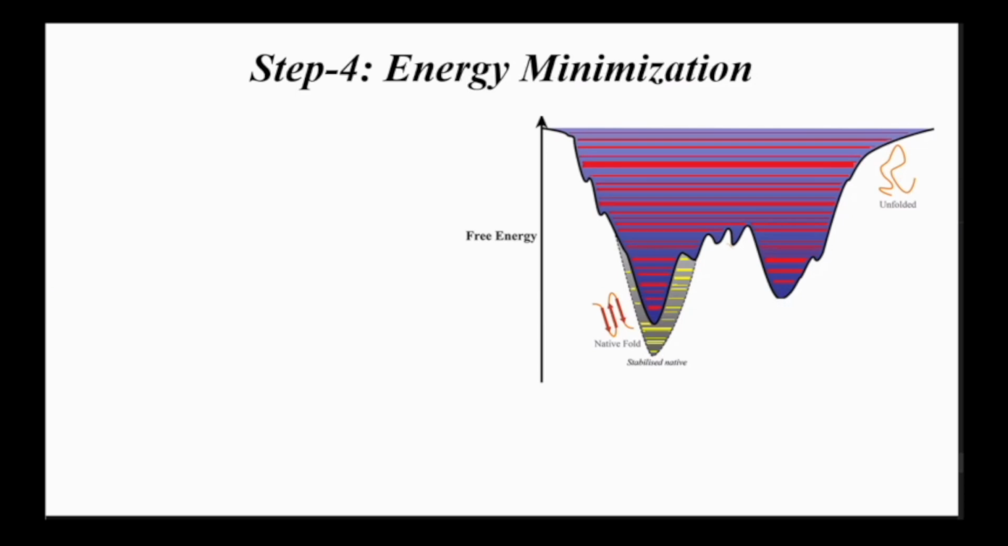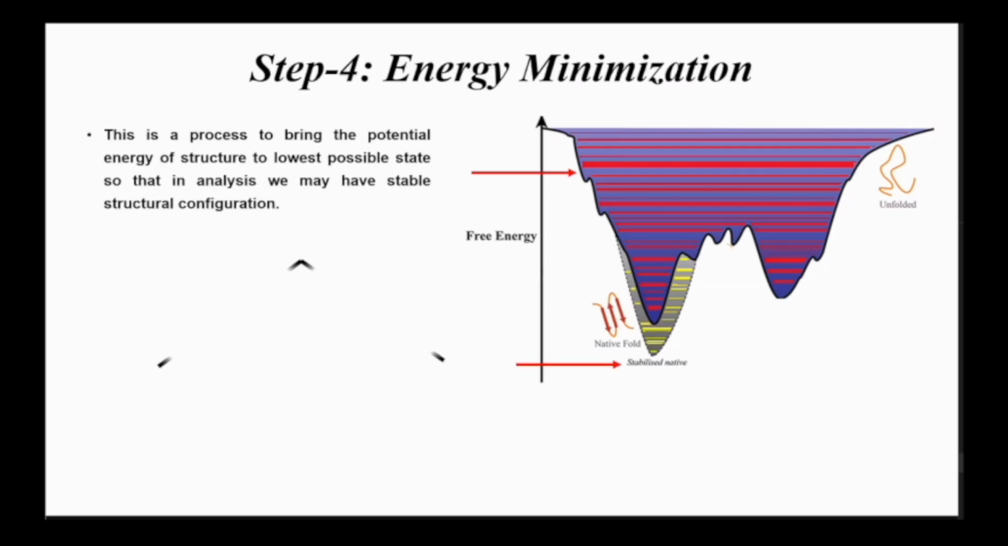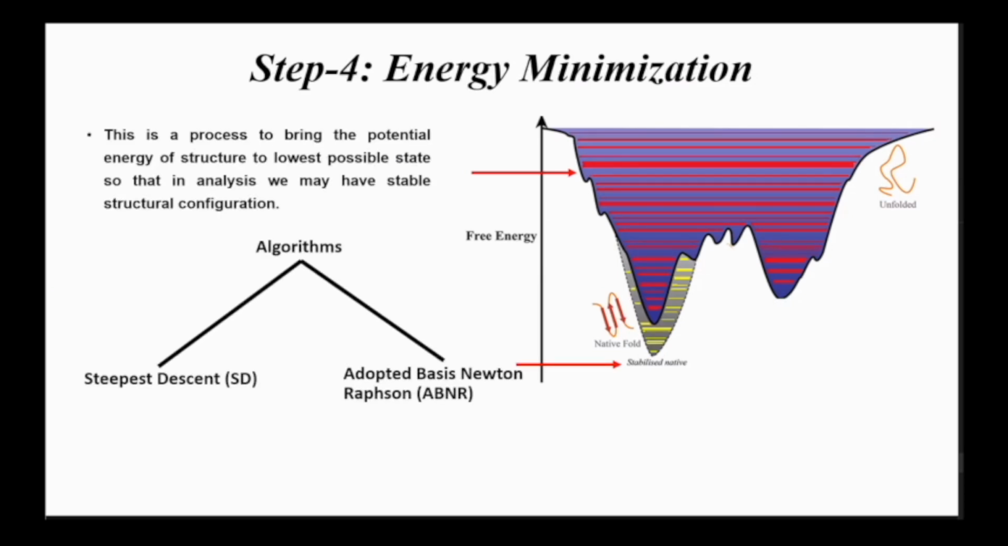And how can we make a protein structure stable? By minimizing its energy. In the energy minimization step, that's what we are going to do: lower the energy of the system. To do this, we normally use two different types of algorithms. One is known as the steepest descent method. The other is the Newton-Raphson method. But the most commonly used method is steepest descent.